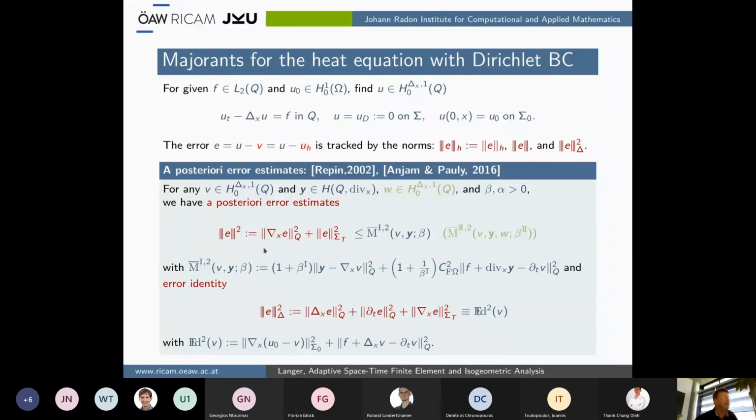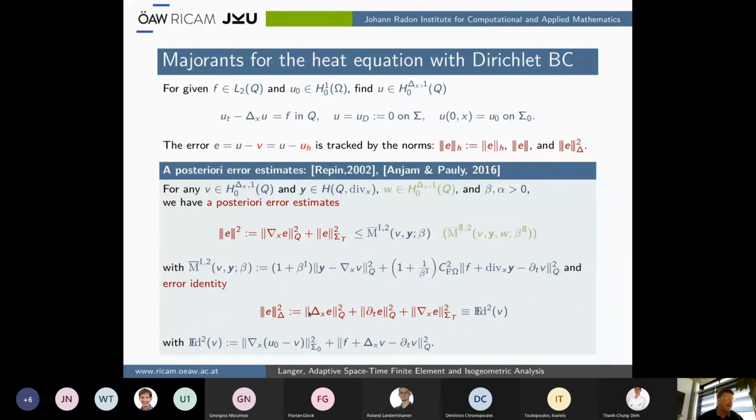This norm is this one that estimates the gradient of a solution and the approximate solution and the error on the top. And the second one with the delta is an identity. And this was proved by Anyam and Pauli. They proved that this error norm can be computed if you have an approximation. And you have to compute this. This is really a very nice result.